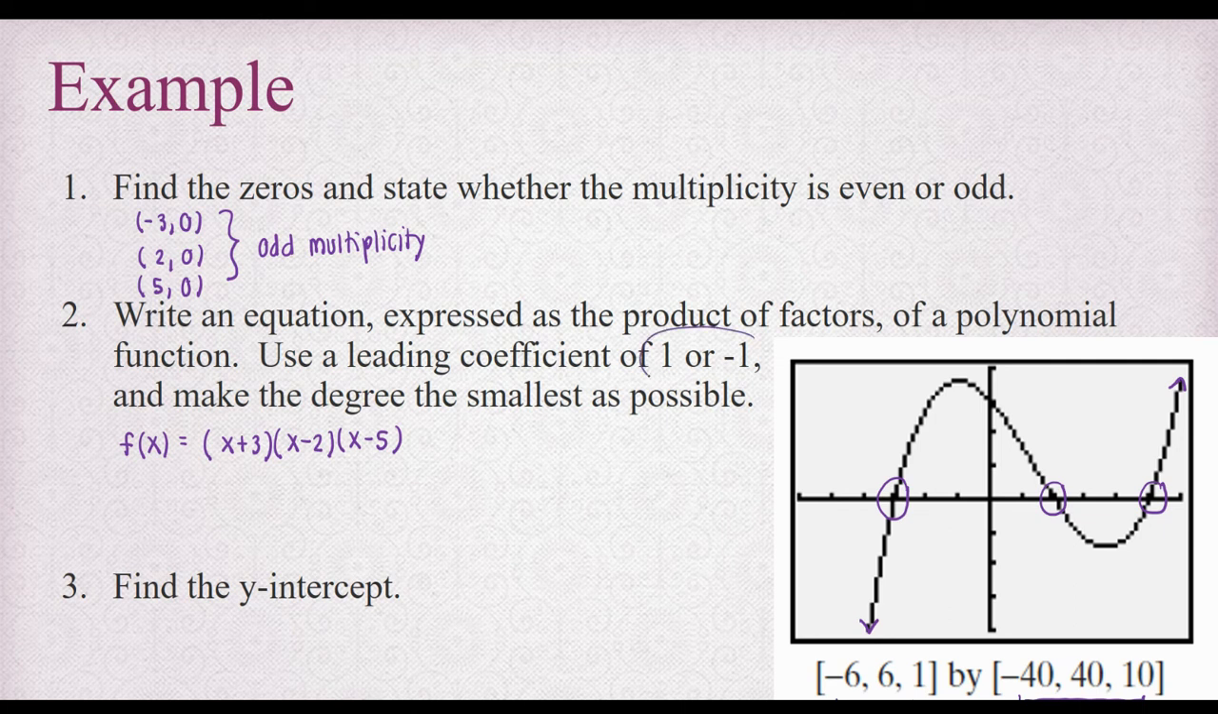Now it's a matter of, is my lead coefficient positive or negative? Well, because the left side is going down and the right side is going up, that means we should have a positive lead coefficient of 1. All right, because the end behavior, when the graph falls to the left and rises to the right, is because we have an odd degree and a positive lead coefficient. So that would be my answer.